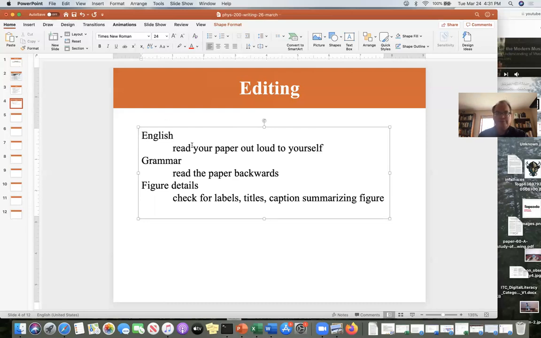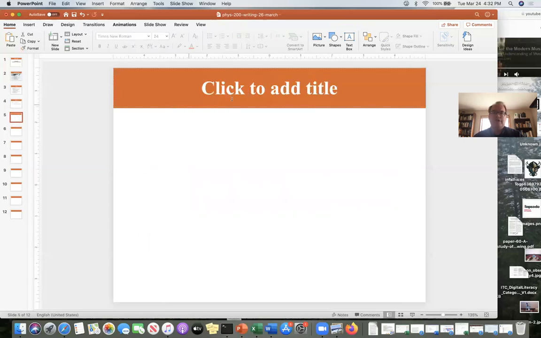If you can read your paper out loud to yourself, read it backwards, and check for your figure details, you're probably going to be in pretty good shape as far as the basics regarding your editing. Now, the other place where people run into significant trouble is in organization. In fact, organization, let's do that on a totally different new slide.